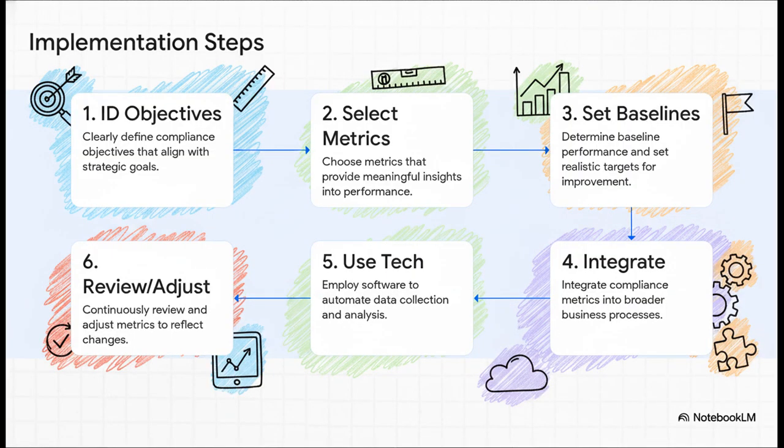First, you've got to identify your core objectives. Then, you select the right metrics to track them. Step 3 is so important. Establish a baseline so you know where you're starting from. Then, you integrate all this into your everyday processes. It can't just be some side project. Use technology to automate where you can. And finally, and this is key, you constantly review and adjust, because compliance isn't a one-and-done thing. It is a continuous cycle of improvement.